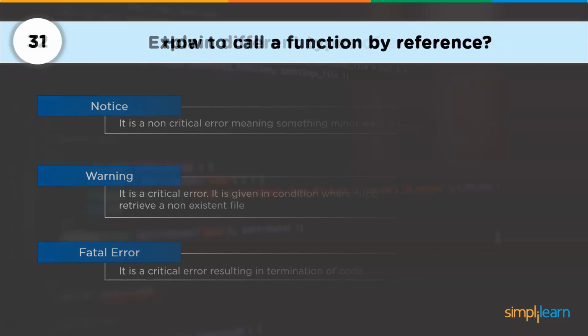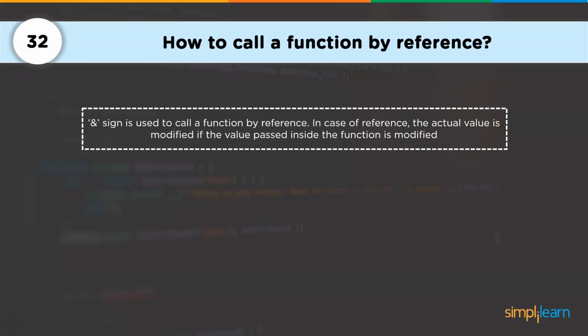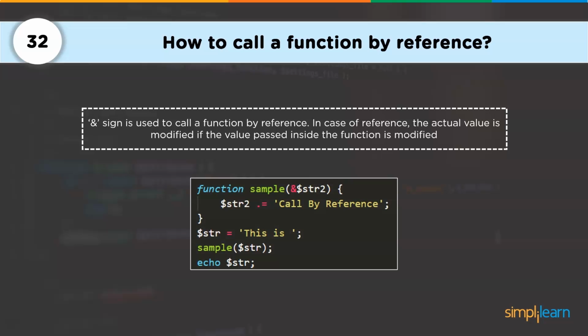Next question, how to call a function by reference. The ampersand sign is used to call a function by reference. In case of reference, the actual value is modified if the value passed inside the function is also modified. While in case of value, the original value does not change.